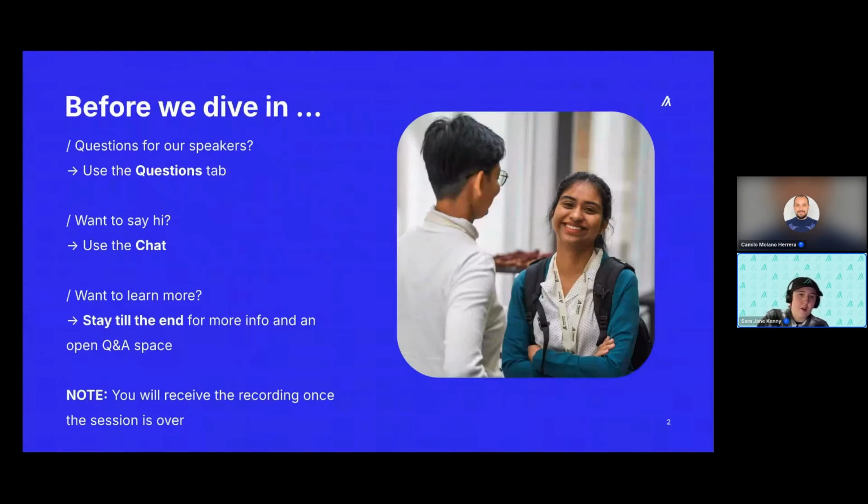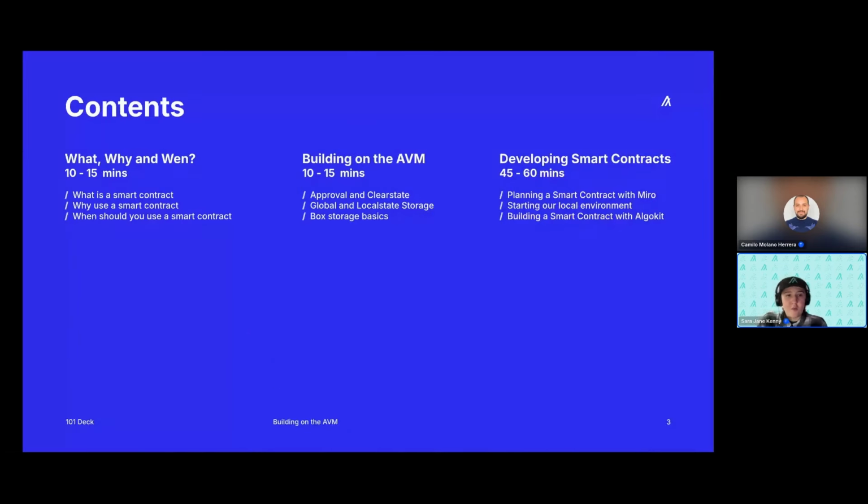So Camilo already went through this, so we'll continue moving on. Today we'll be covering three main things. I call it the three W's: the what, the why, and the when. What is a smart contract? Why use a smart contract? And when you should use a smart contract, because you don't always need to use one, especially with Algorand. And then building on the AVM, the Algorand Virtual Machine. I call them the secret sauces. We'll look at an approval and clear state program, global and local state storage, and box storage basics.